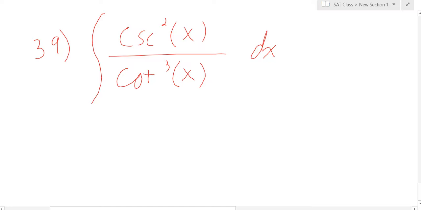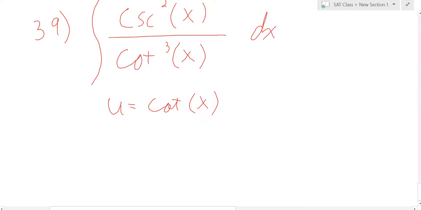So if you let u be cotangent and not cotan cubed, sometimes you have to think here: should u be just cotangent or should it be cotangent cubed? It depends on what is up top there. Okay? Because what's up top is just cosecant squared, I want to make sure that I can get this du to happen. So letting cotangent just be u means when I plug in u for cotangent, I'm going to get a u to the third power on the bottom. That's what's going to happen.